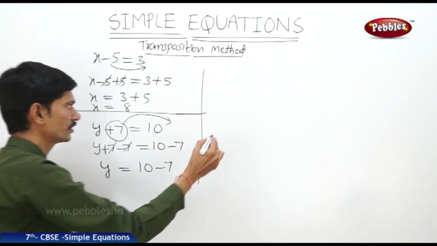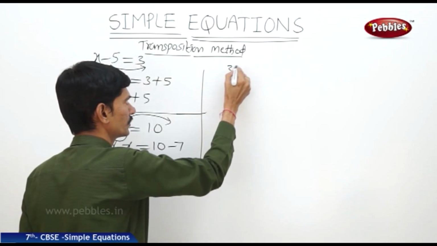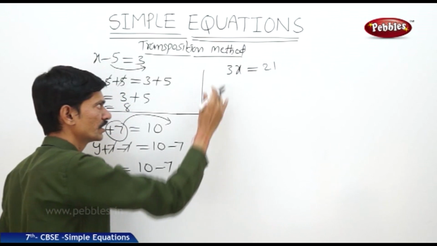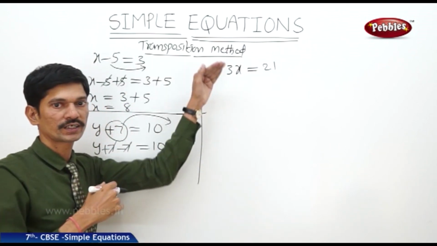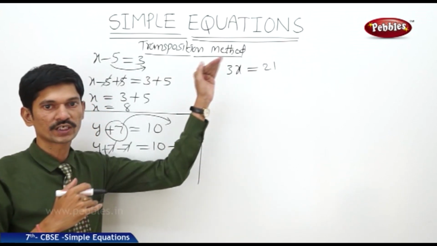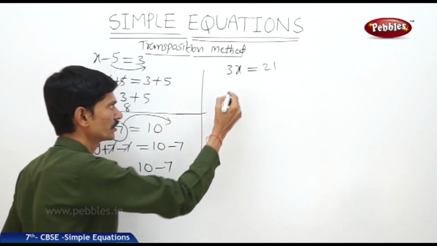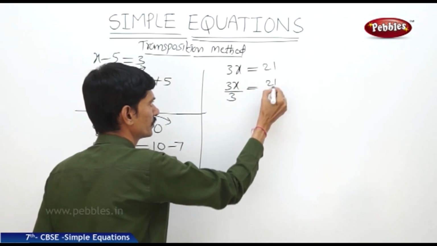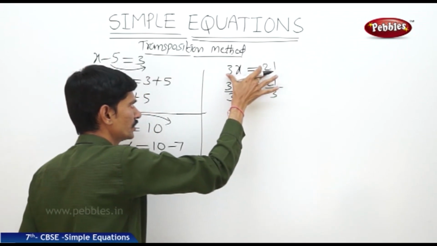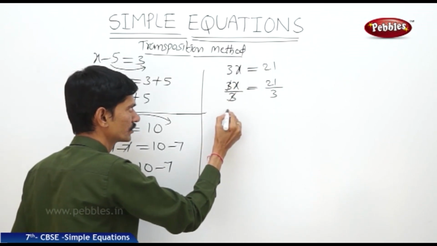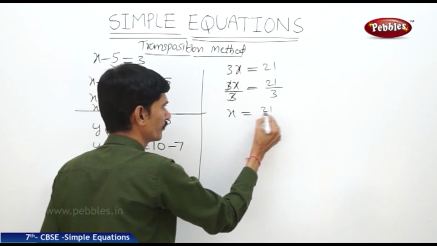Now let us take another equation, 3x equals 21. Here 3x means 3 is multiplied by x. To cancel into 3, we should divide both sides by 3. So then we get 3x by 3 equals 21 by 3. So both sides are divided by 3. Here we can cancel 3. Then we get x equals 21 by 3.